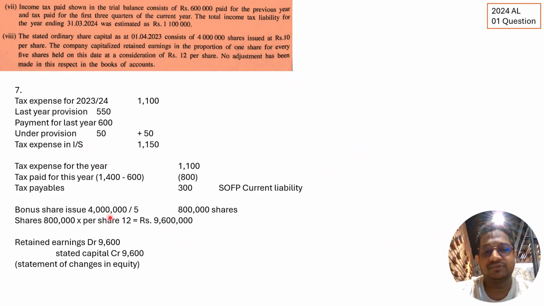So there were 4 million shares. So 5 into 1 means they issued 800,000 shares at 12 per share. So the capitalized retained earnings amount is 9,600,000. So retained earnings debit 9,600,000 and stated capital credit 9,600,000. This transaction you should mention in changes in equity.